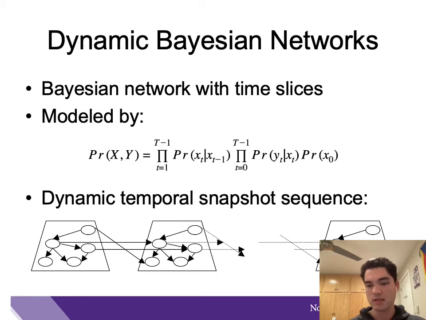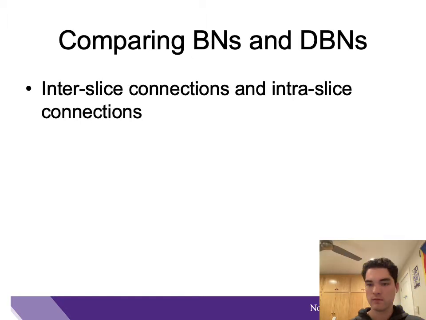DBNs change the static nature of Bayesian networks to one of motive force, giving the user the ability to watch and update the system as time progresses, leading to the ability of prediction. The diagram below shows a representation of a time slice approach, where the time slices represent snapshots of a dynamic temporal sequence. A comparison that can be made between Bayesian networks and DBNs is over interslice connections and intraslice connections.